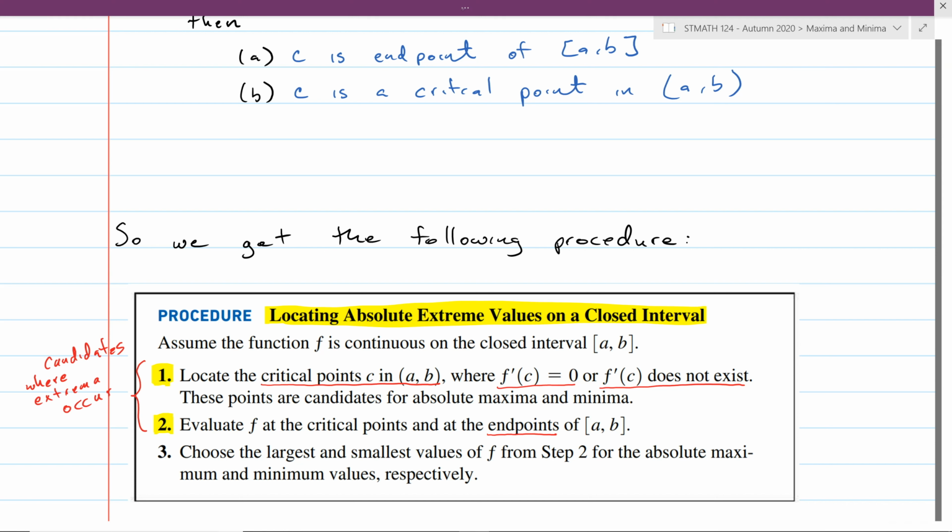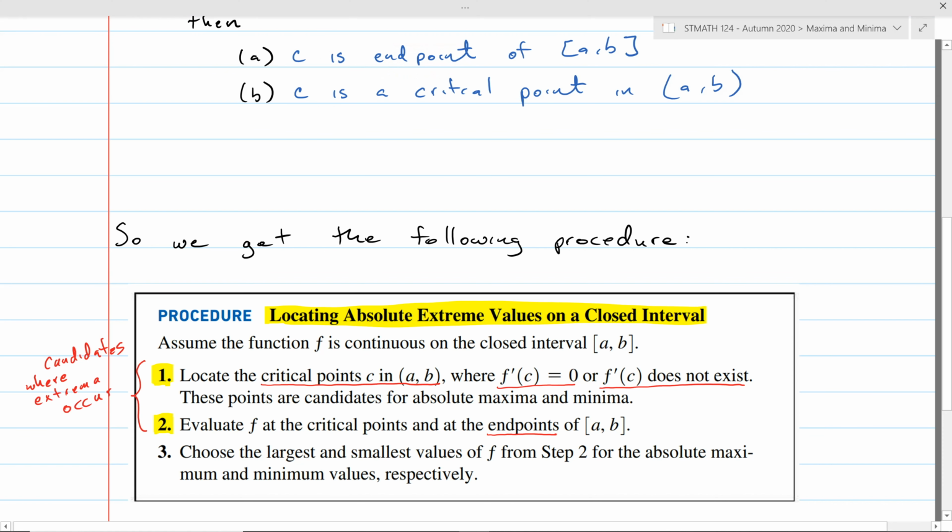And then the third step is just to test each of your candidates. So take each of your candidates and plug them into the function, and then just see what's the biggest value and what's the smallest value. And then that's the answer. So the third step is just test the candidates in the function f. So let's see a few examples of using this procedure.